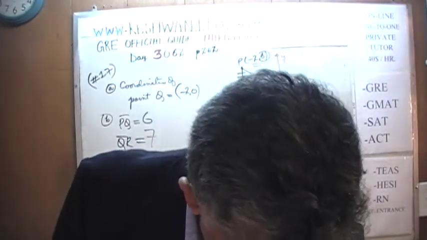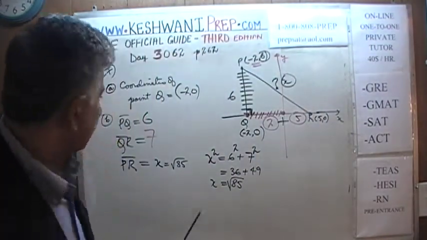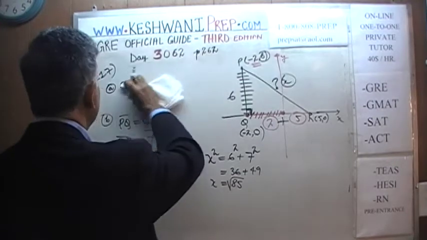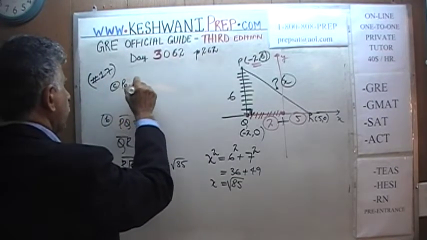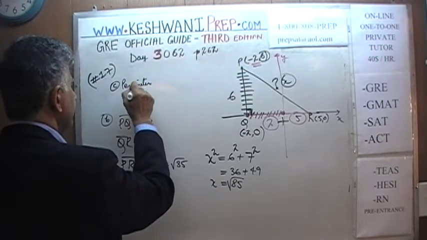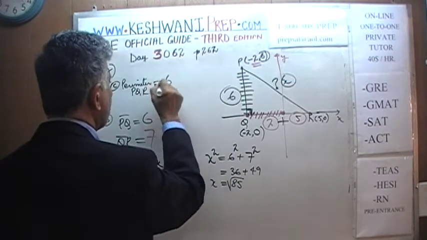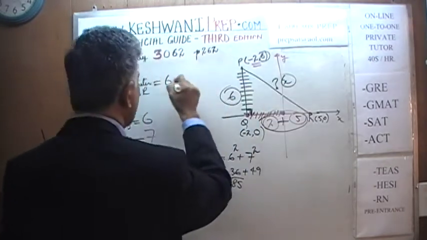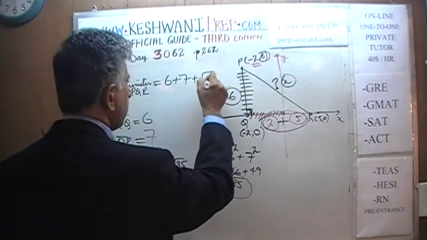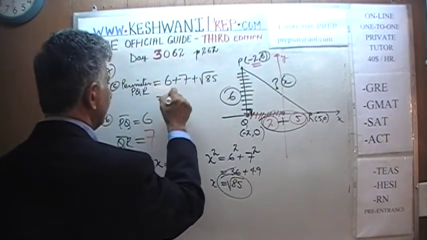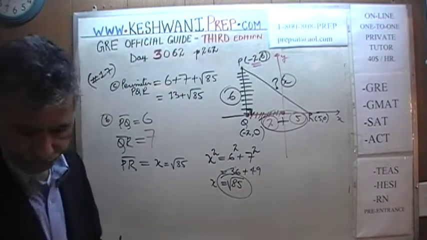Let's move on to part C, perimeter of PQR. The perimeter of PQR is right here. We have the three sides. Perimeter of PQR is simply 6 plus 7 plus the square root of 85, which is essentially 13 plus the square root of 85. And that's all it is.